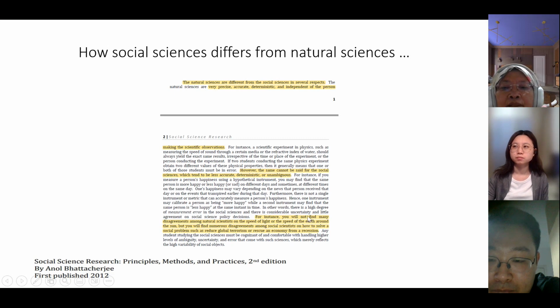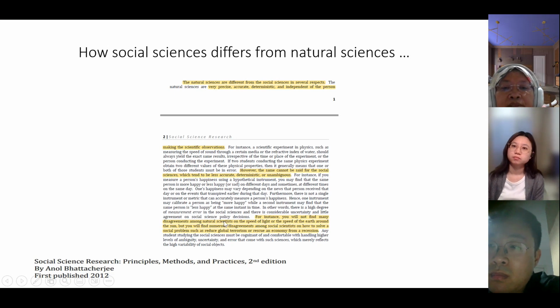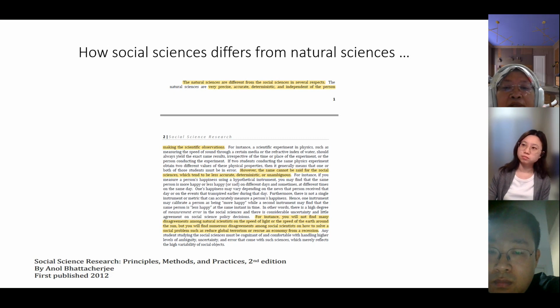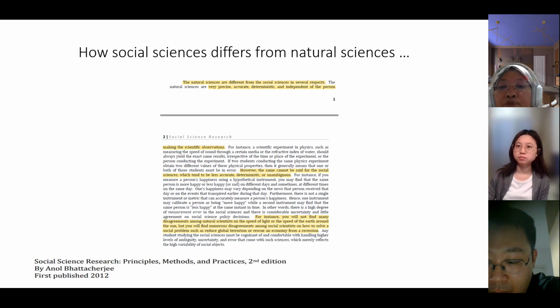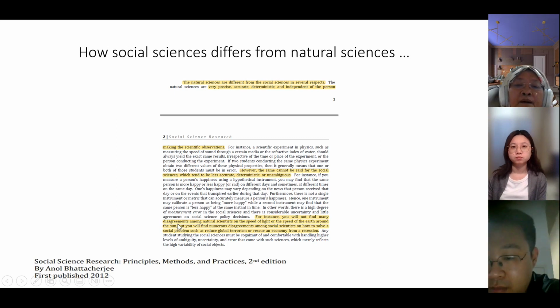There might be, for instance, you will not find many disagreements among natural scientists on the speed of light or the speed of the Earth around the sun, because it's very objective. You're measuring something, using something to measure precisely. Therefore, unless there is some error in the measurement or in the use of the instrument proven by a person after the discovery, there won't be disagreement or contention. But usually they're quite objective, quite precise.